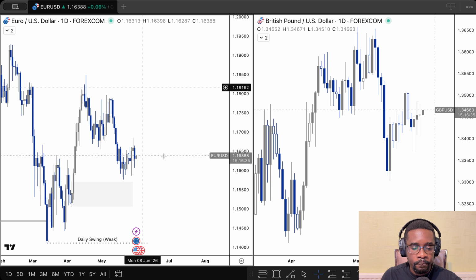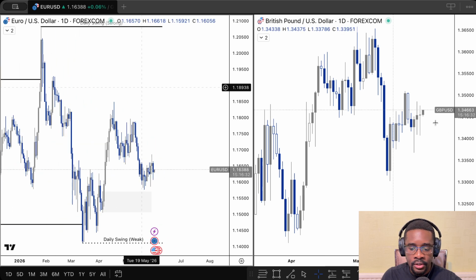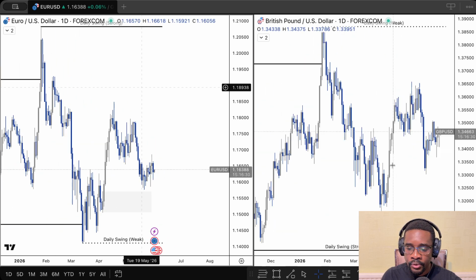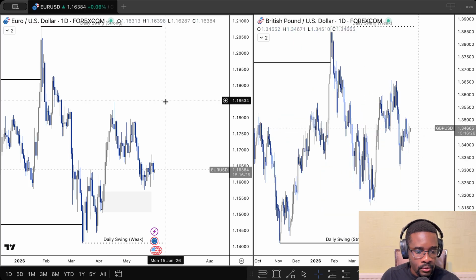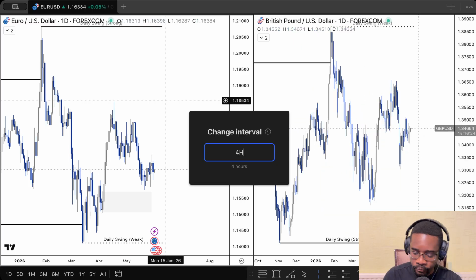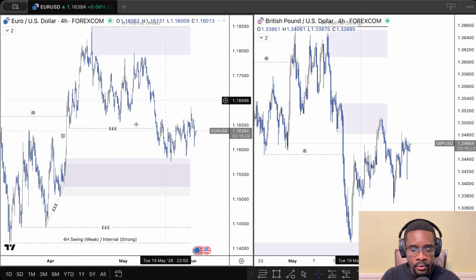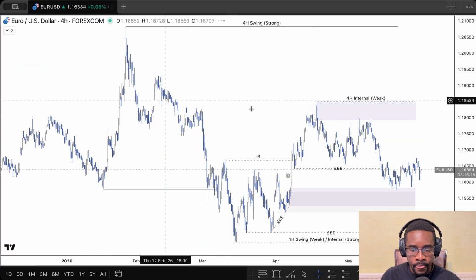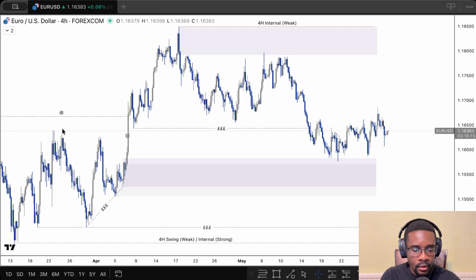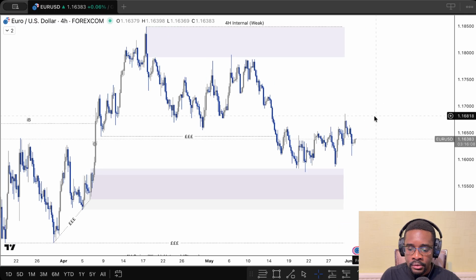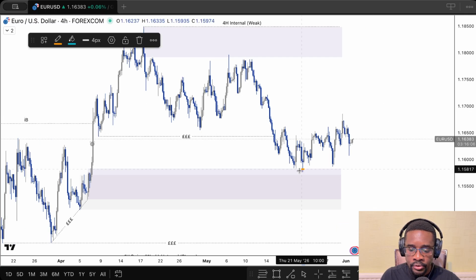On the daily, still the same, nothing has changed. So if you've been following my analysis for a while, you understand exactly what's going on. So I will not waste time. So we just go to the 4 hour, the Euro USD. We've had a break of structure. We are still internal. We are reacting from this area, and nothing really is going on. So this is what we have.